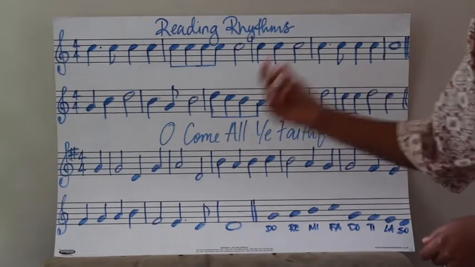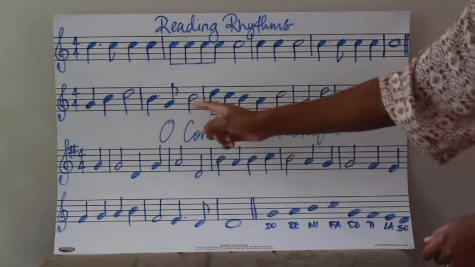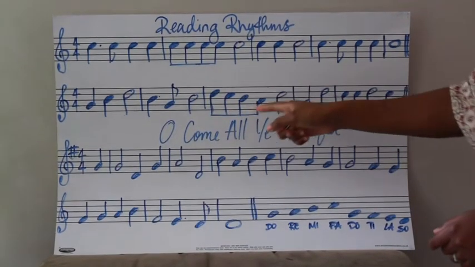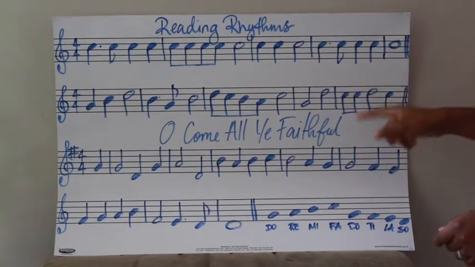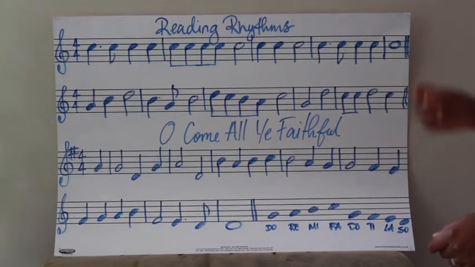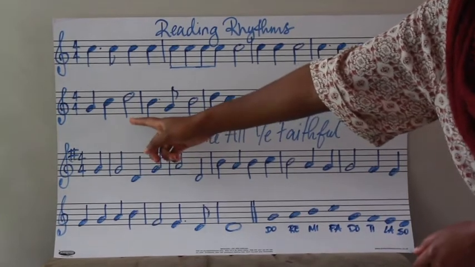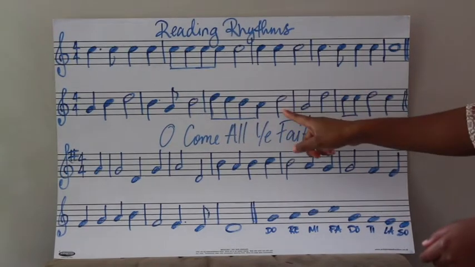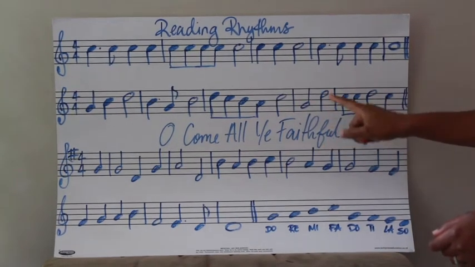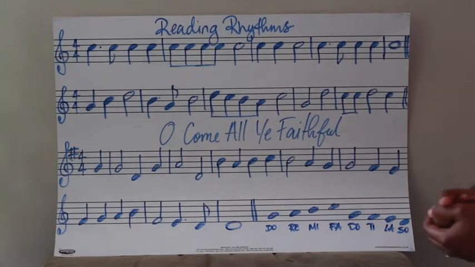Let's try it again. 3 and go. Ta, tum, ti, ta, ti, ti, ti, ti, ta, ti, ti, ta. Let's do that one more time because I made a mistake. 3 and go. Ta, tum, ti, ta, ti, ti, ti, ti, ta, ti, ti, ta. Well done if you've made it this far without too much of a struggle.